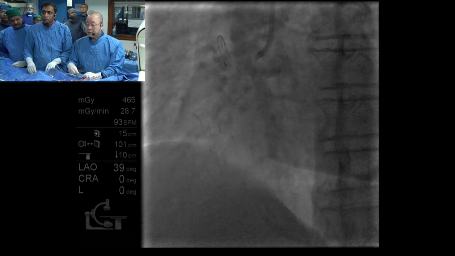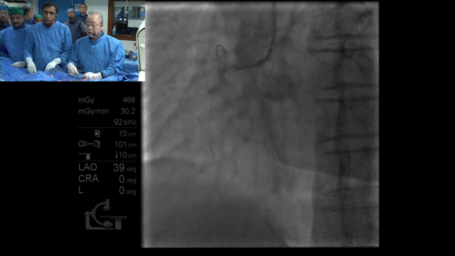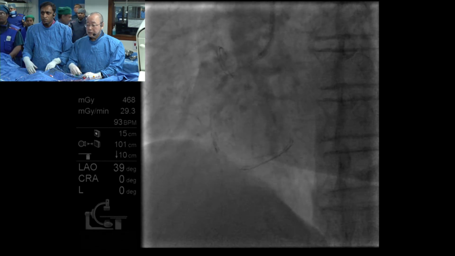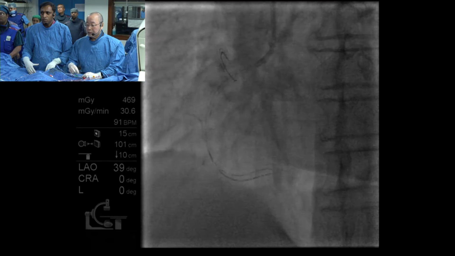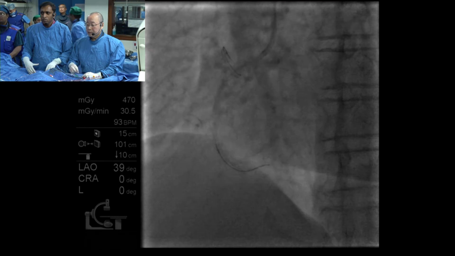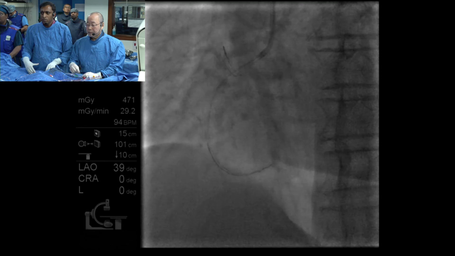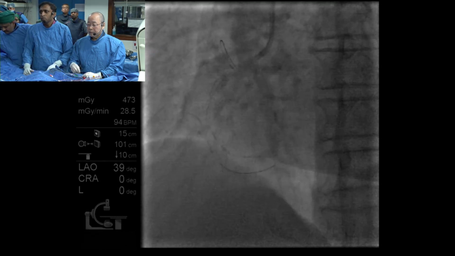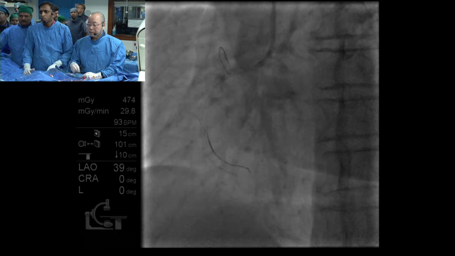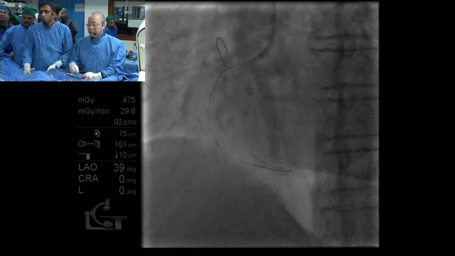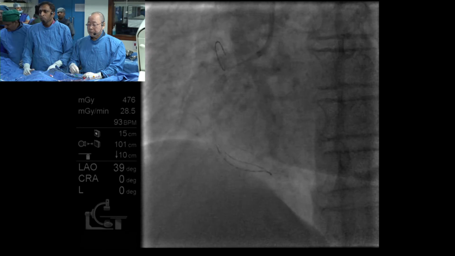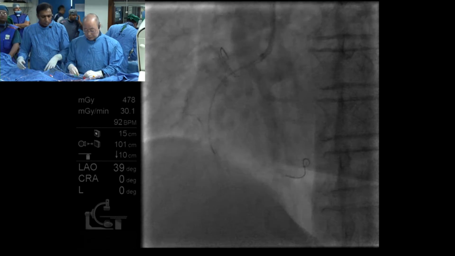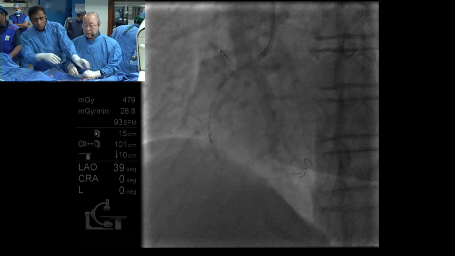So what, you change the wire now? Yes, to a soft one. This is run through, okay. I think it is important for the fellow: once you cross the CTO wire, we love to change into the workhorse wire. We don't like to have some distal wire perforation if you are not careful. So I think this is important, to change the wire.